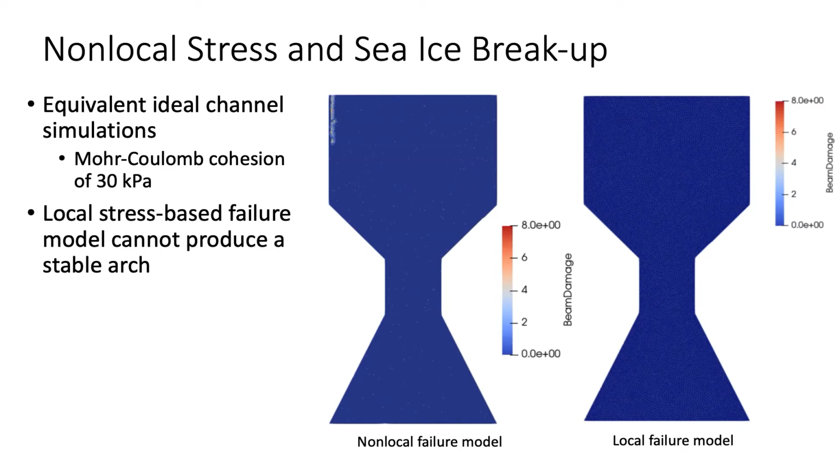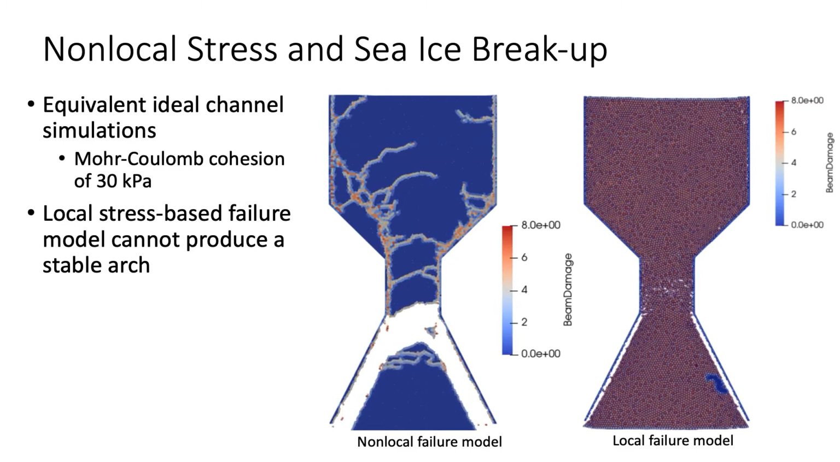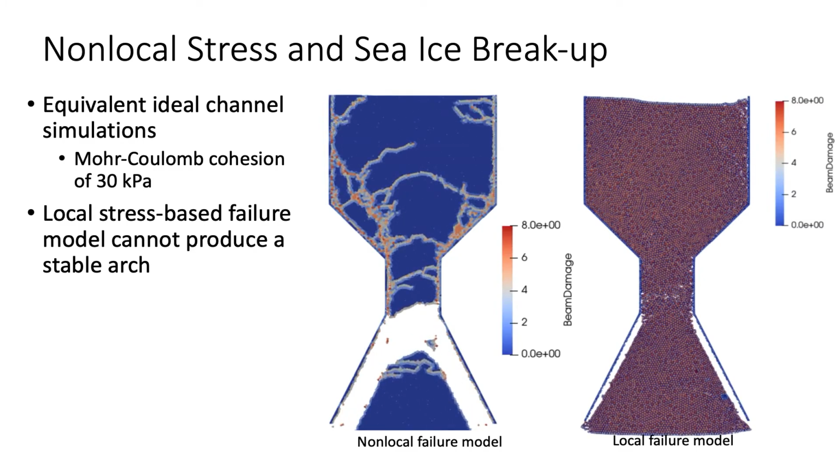And then very quickly, we've looked at comparing our non-local model versus the local approach. These are equivalent simulations, with the stress calculated to do the failure on the left-hand side using our non-local model. On the right-hand side, doing local beam breakage, so the stress calculated locally in each beam. This is just preliminary results at this point, but we're finding that these local failure models seem to be overly brittle when compared to some of the non-local approaches that we're looking at.